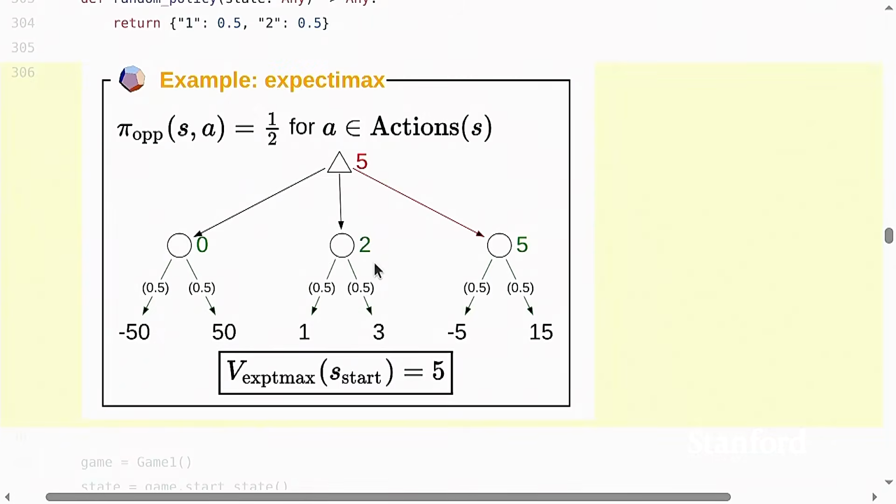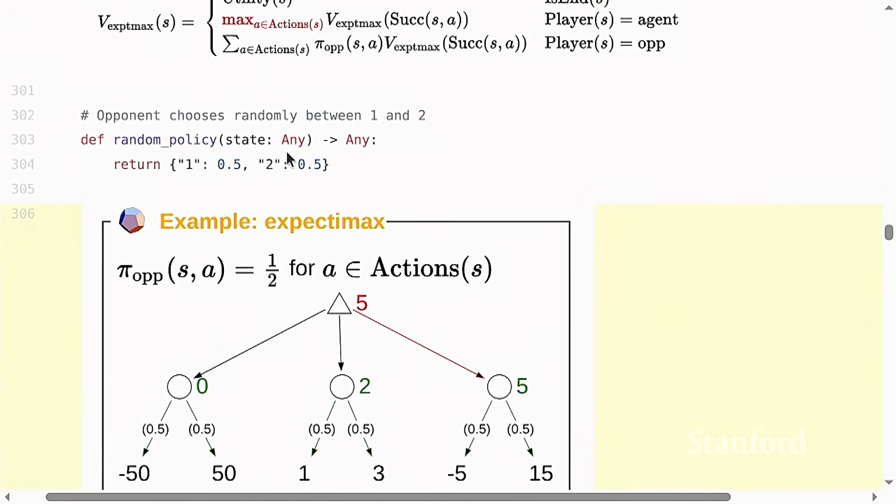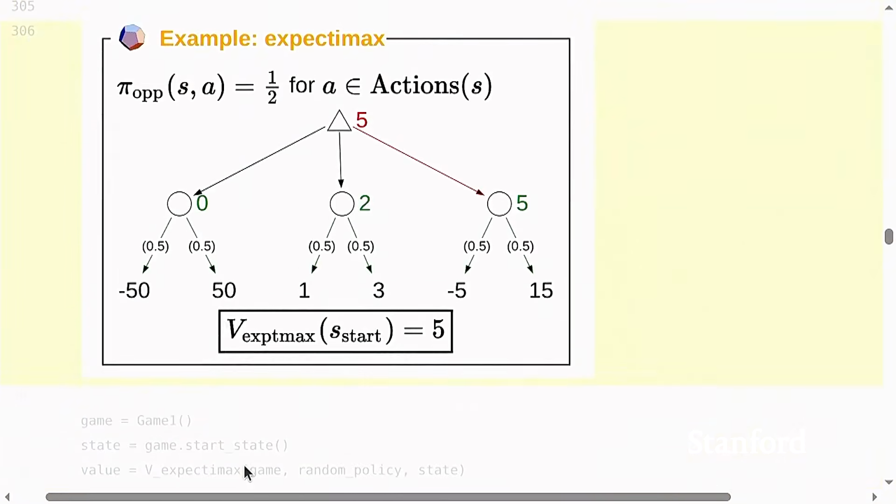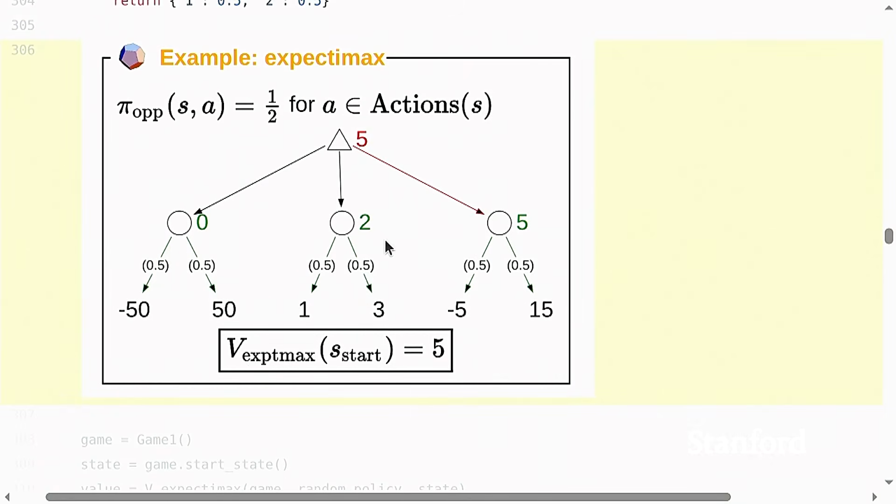So let's see what this looks like for our particular example. I'm going to bring back this random policy, which chooses 1 or 2 with probability half. That corresponds to this opponent policy down here. Intuitively, expected max basically says, at the opponent node, I'm doing the same thing as before, just averaging. But at a max node, I'm just going to take the maximum value, in which case here it's a 5, which is larger than 0 or 2.